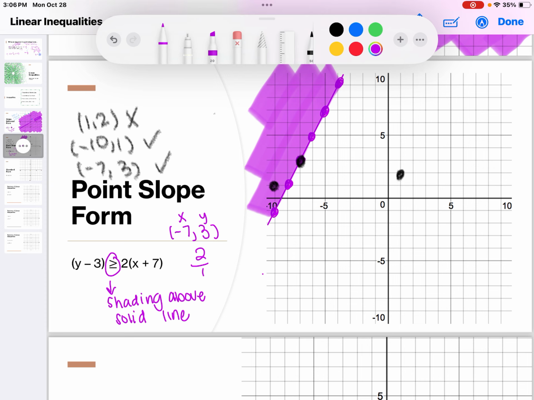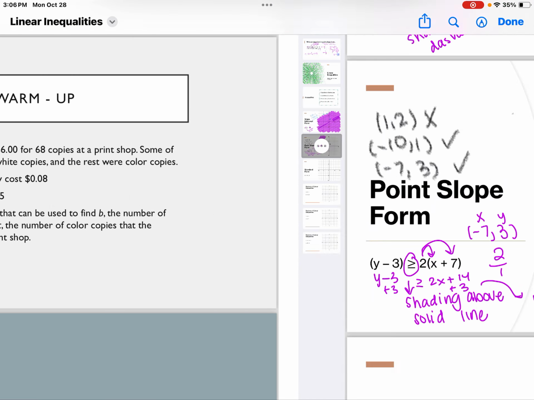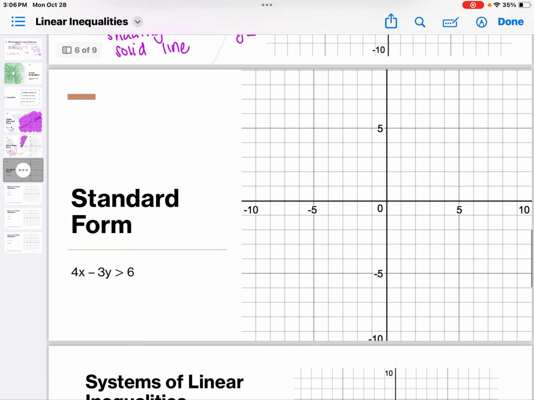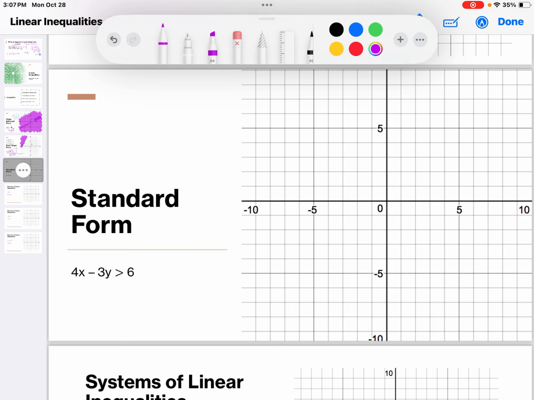If you did not feel comfortable graphing it in this format, remember you could have changed it to y equals mx plus b. You could have changed it into y equals mx plus b, but the issue here is the y-intercept would have been, oops, not greater than or equal to 2x plus 17. We would not have been able to put that on this graph, okay?